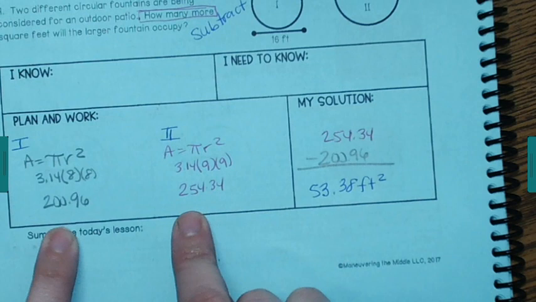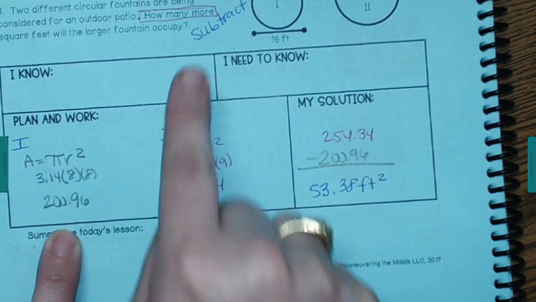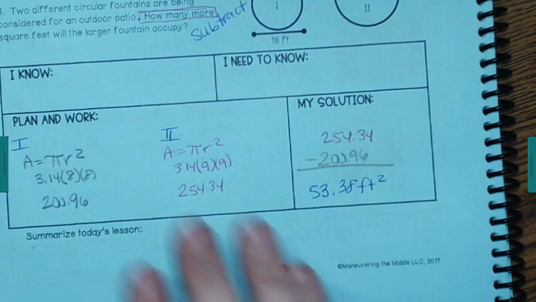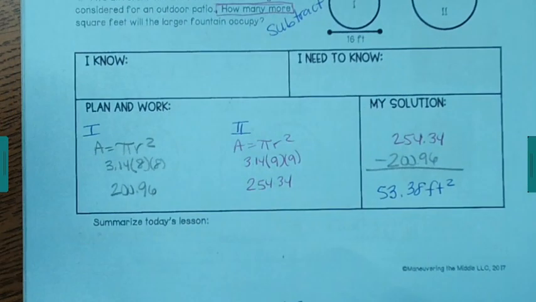Yep, my ladies must be taking a nap. 200.96. Okay, and then the question says how many more, so you have to subtract. So 53.38. If you did not get that, I need you to look at mine, look at yours, figure out what number you plugged in wrong. Maybe you just tapped it wrong in the calculator. If you got it right, say got it in the chat. If not, I'm going to leave it up here for just a second so that you can catch up.